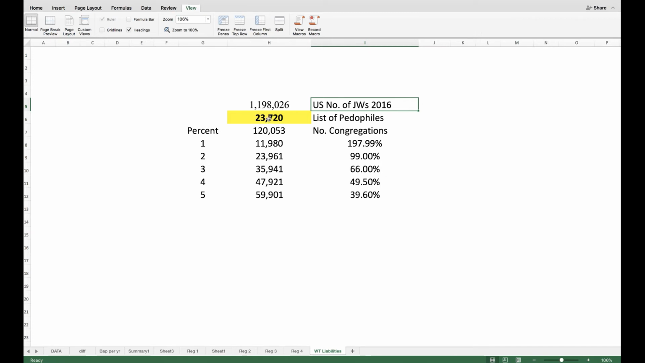Now, in the Jose Lopez trial, the court was made aware of a list that the Watchtower keeps of the number of pedophiles that it has within its organization, and it kept names, locations, and who knows what other information, maybe which children, maybe how many children each pedophile may have hurt. This list, and I looked up online yesterday, allegedly contains 23,720 names.